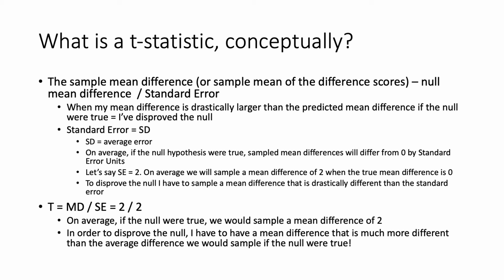So if we want to disprove the null hypothesis, we have to show that our sampled mean difference is drastically different than our standard error. So let's look at an example. Let's say our t-score is 1 and our mean difference and standard error were both 2. So what do we know about standard error? On average, if the null were true, we would sample a mean difference of 2. So us sampling a mean difference of 2 doesn't mean anything. In order for us to disprove the null hypothesis, we have to sample mean differences that are drastically different from standard error, often 2 or 3 times greater than standard error. So that's all it is.